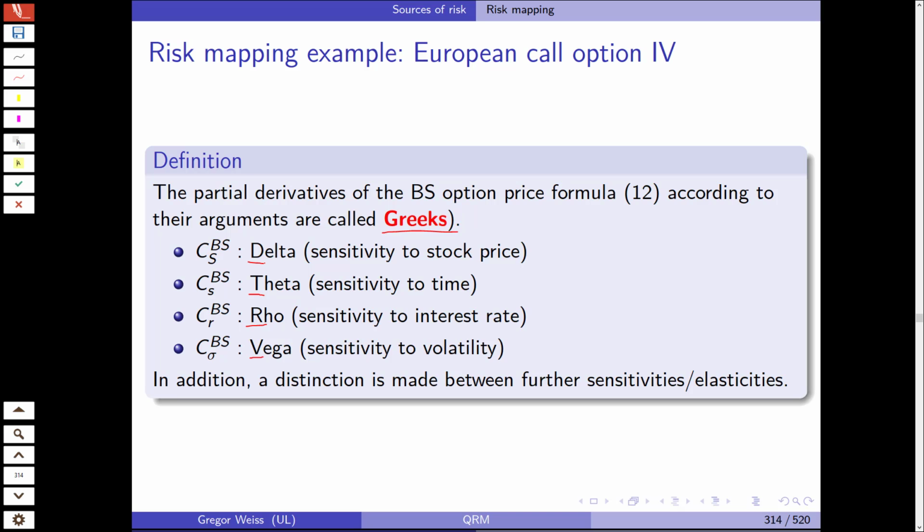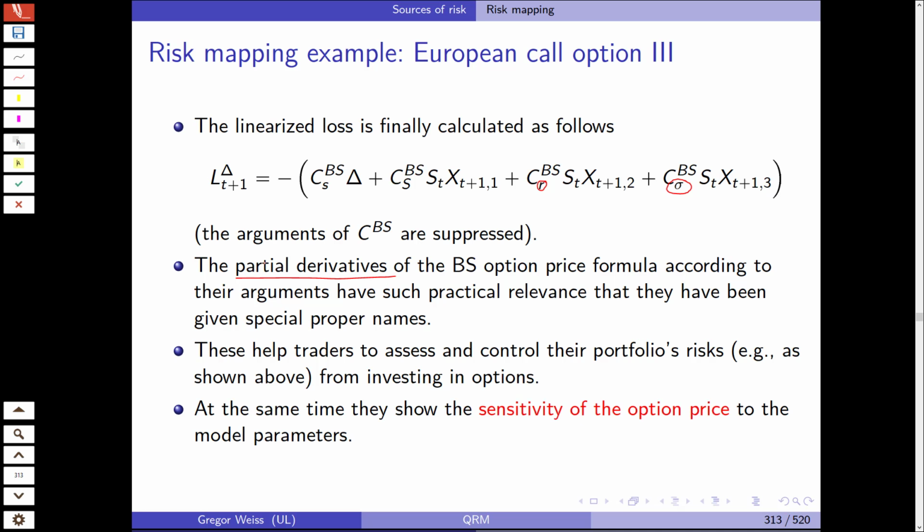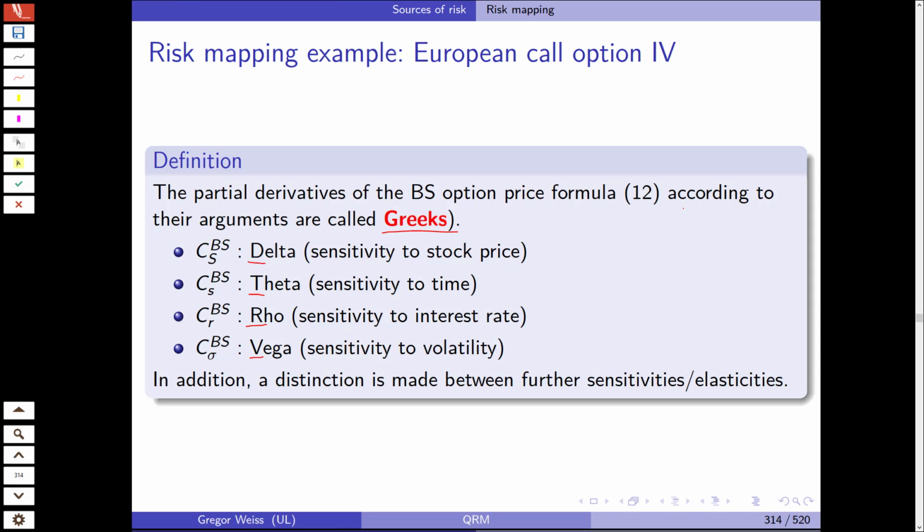We do have some other sensitivities or elasticities, the second partial derivatives, second order derivatives, but we don't need these at this moment. It's sufficient to see that for the financial losses of the linearized loss operator and the linearized loss risk mapping, suddenly you encounter the partial derivatives of the option price, and this is so important that actually these have special names.